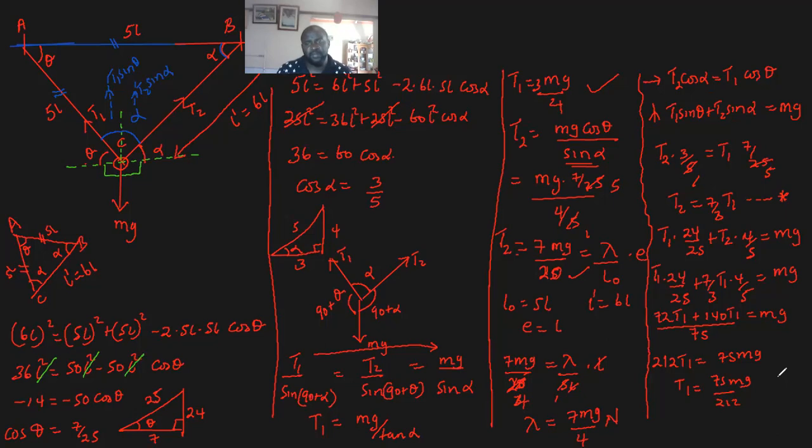Okay? Why don't people try it out? Try out this resolving part. We have resolved here correctly and here. The only challenge is now algebra. I substituted for T2 cos alpha, which is 3 out of 5, correct. Cos theta was 7 out of 25, correct.